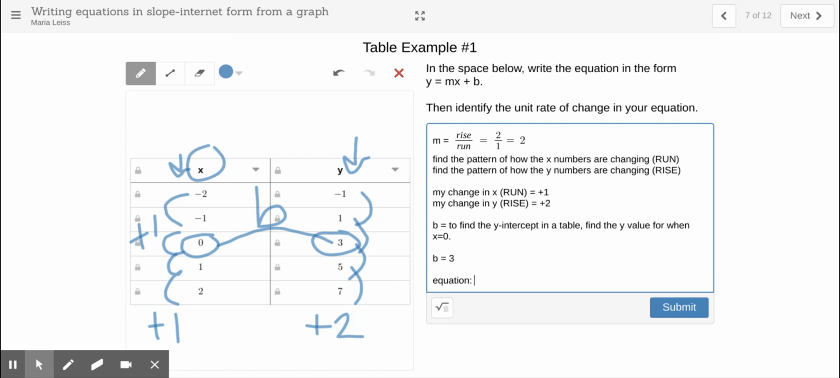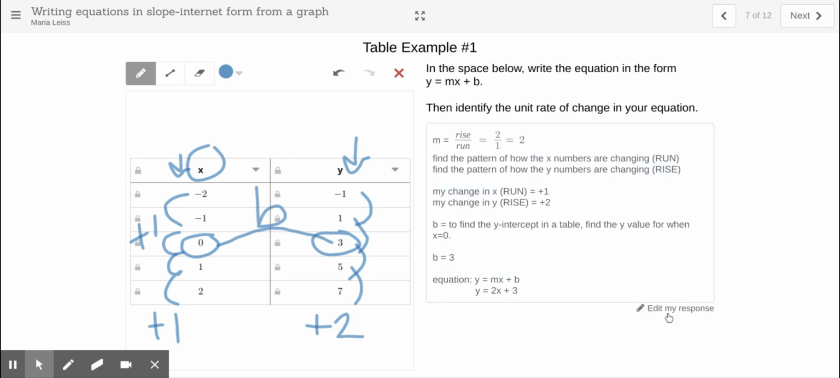Now it's time to write your equation. Y equals mx plus b. I'm going to come back. Y equals, we said 2 was our slope because it was 2 over 1. We said our y-intercept was 3. Bada bing, bada boom, done. Not too shabby, huh? All right, let's try one more.